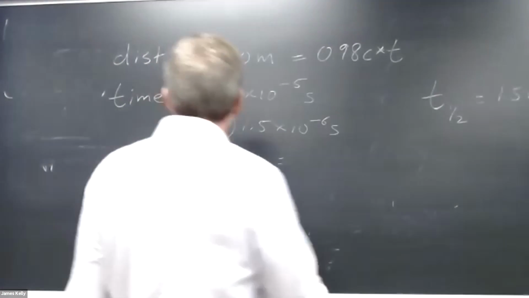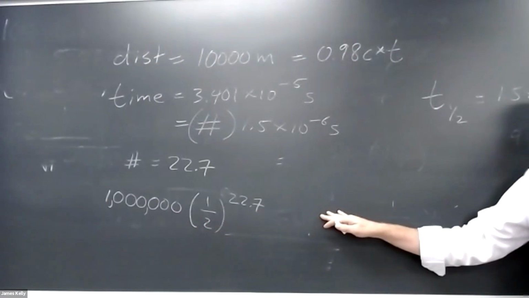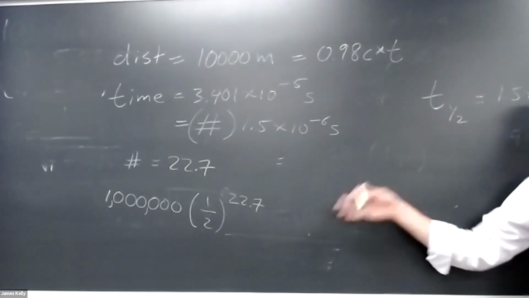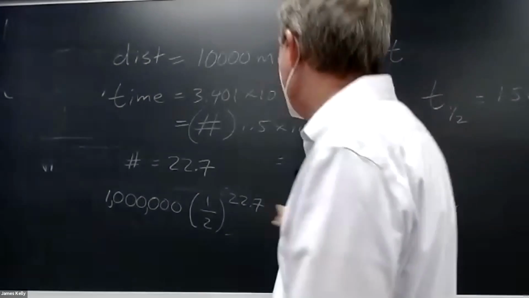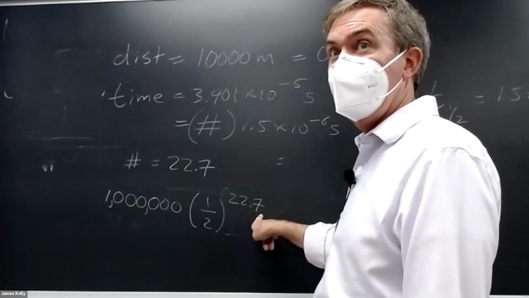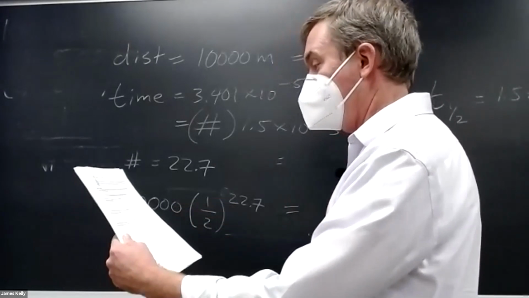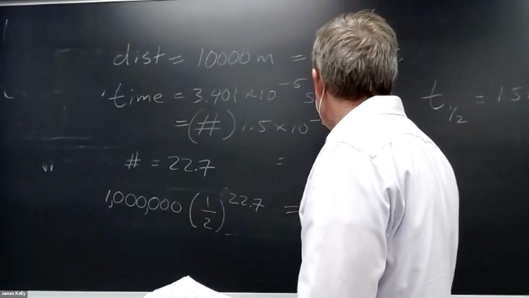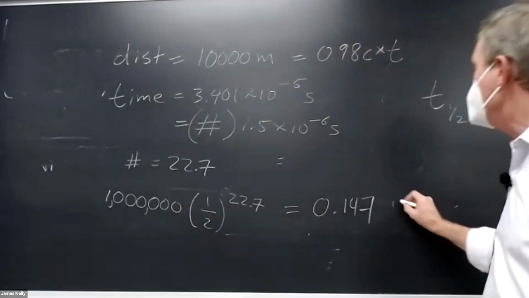Do you think it's going to be close to 1 million or close to 0? It's going to be close to 0. When you keep dividing by halves, things get small really quickly. So when we divide by 22, almost 23 factors of 1/2, things are going to be really small. And in fact, if you put it in your calculator, according to my solutions here, you get 0.147 muons.